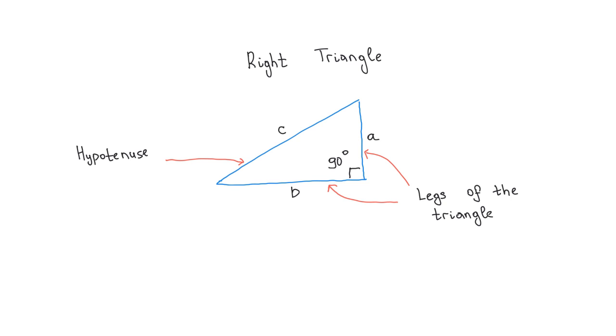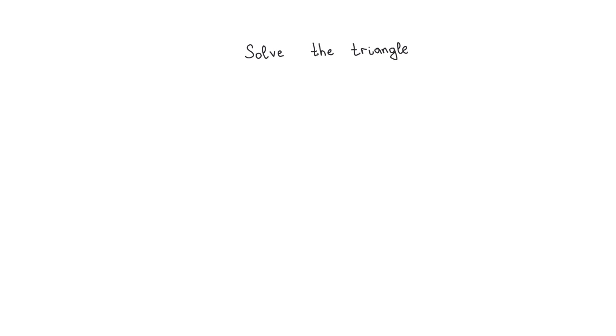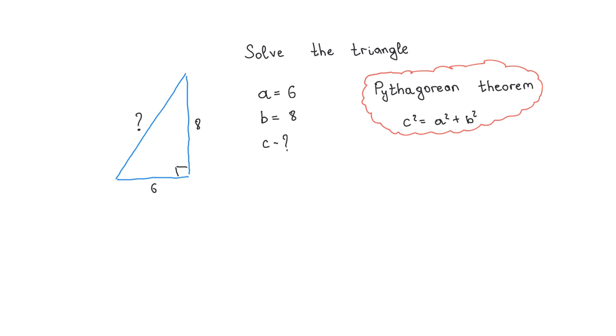Let's consider an example. Solve this triangle. The right triangle has two legs of 6 and 8 meters. We need to find the hypotenuse. How do we do that? You have a few seconds to think. We use the Pythagorean Theorem. C squared is equal to A squared plus B squared. C squared is equal to 6 squared, which is 36, plus 8 squared, which is 64. And we have a total of 100. We take the square root of that and have C, the hypotenuse, equal to 10.